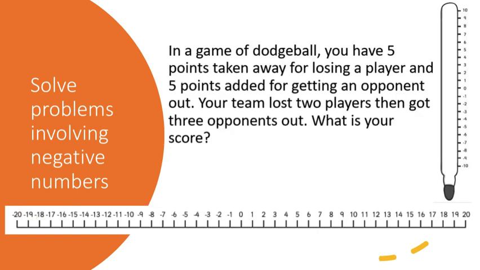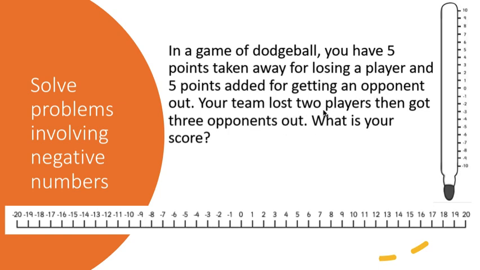The second problem. In a game of dodgeball, you have 5 points taken away for losing a player and 5 points added for getting an opponent out. Your team lost 2 players, then got 3 opponents out. What is your score? Slightly complicated game of dodgeball here. So 5 points for one of your players going, 5 points added if you get another player from the other team, the opponent, the other team, out of your game.